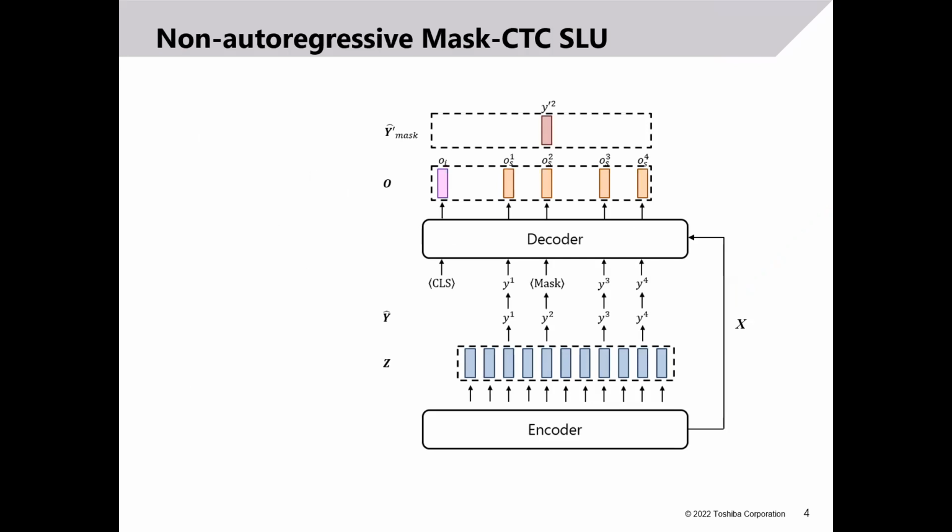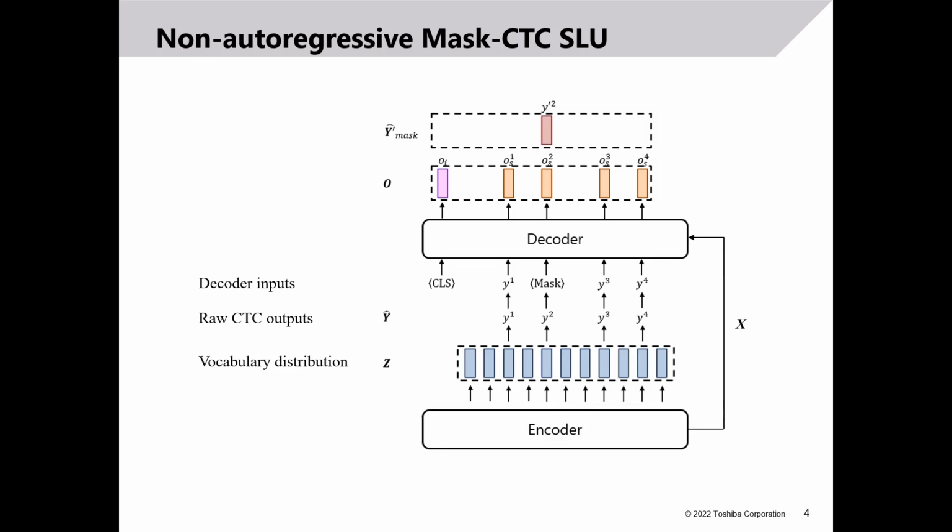Our proposed system is an extension to a previously proposed non-autoregressive Mask-CTC SLU system. This system is composed of an encoder and a decoder. Firstly, the speech signal goes into the encoder to produce the vocabulary distribution for all the frames. Based on the CTC decoding scheme, we work out the raw CTC outputs. And we mask out the tokens in the CTC outputs that have low confidence score or low probability, because they are not reliable and need to be refined.